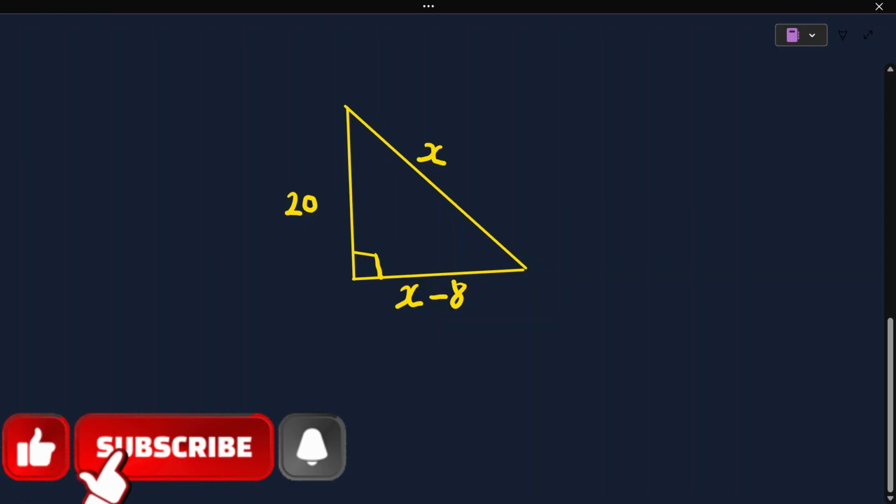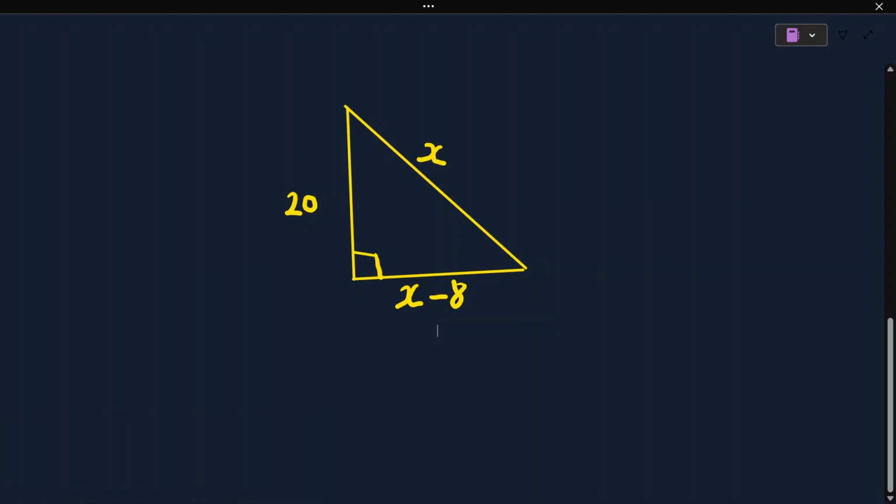But since this is a right angle triangle and we are dealing with the sides of a right angle triangle, we always remember Pythagoras theorem.